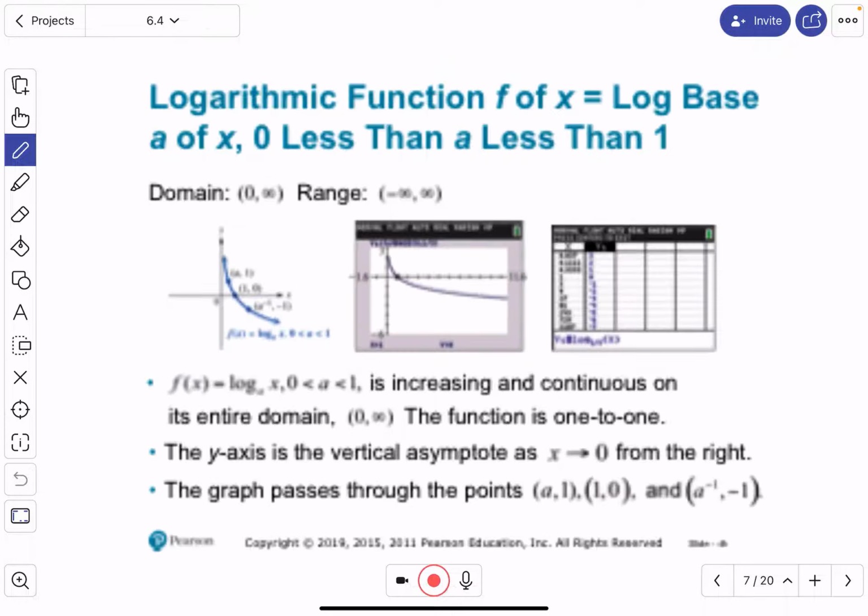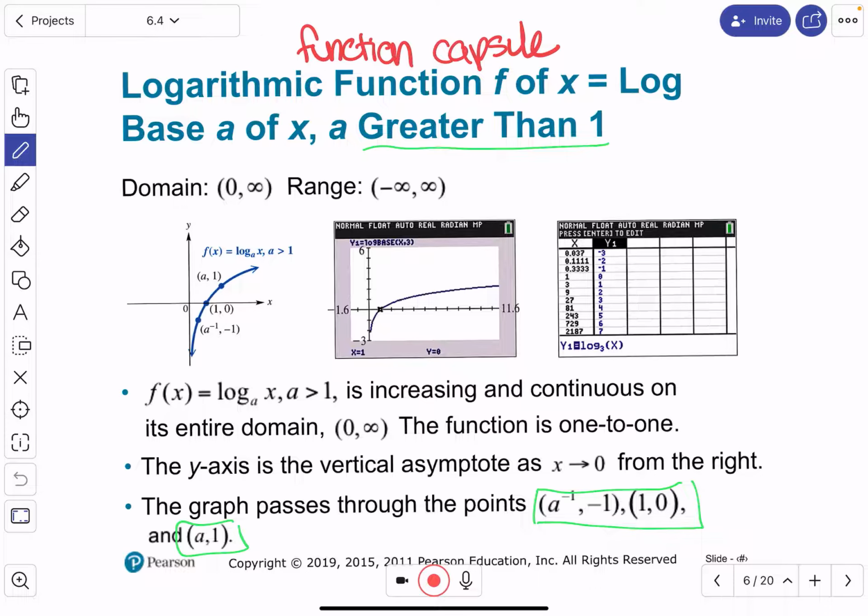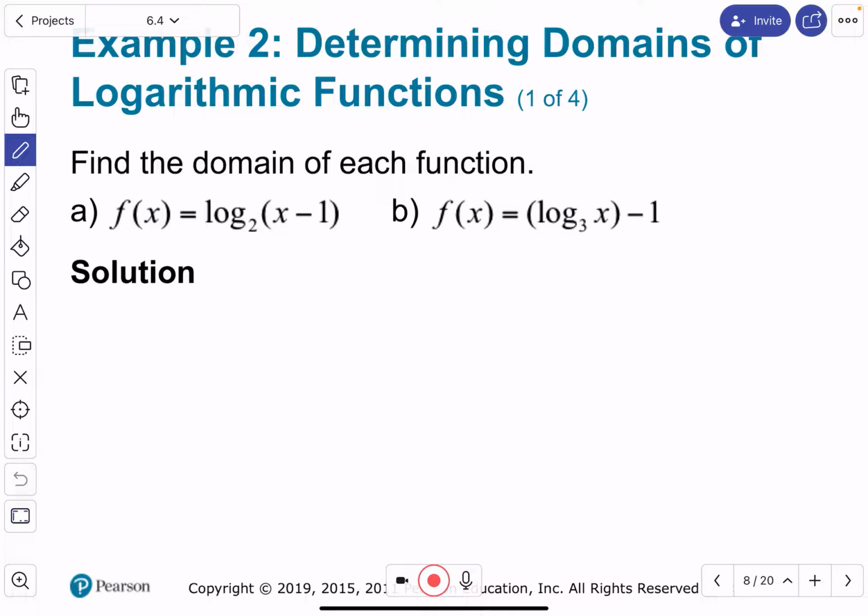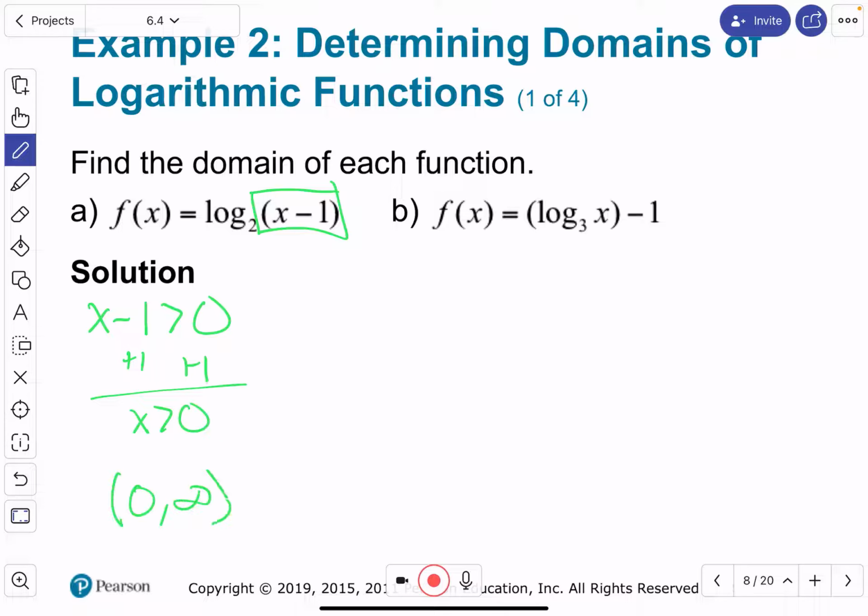So, domains. If we look at the logarithmic function here, our domains are always positive. They never cross that y-axis. To find the domain, we need whatever is our argument to be greater than 0. So for this one, we'd add 1 to both sides. x is greater than 1, and in interval notation, that would be 1 to infinity.